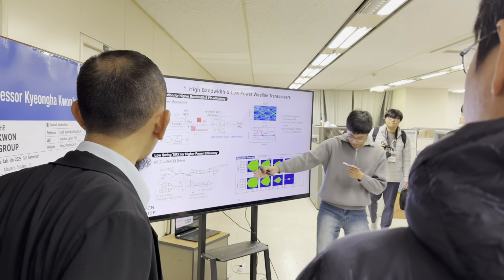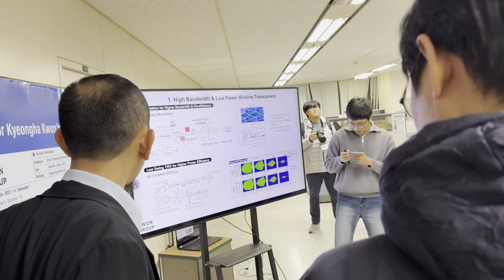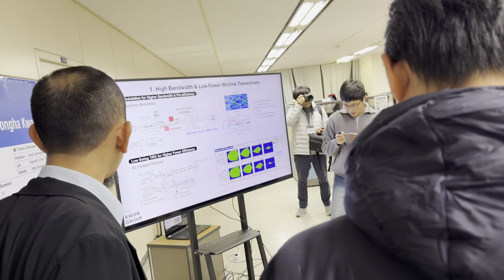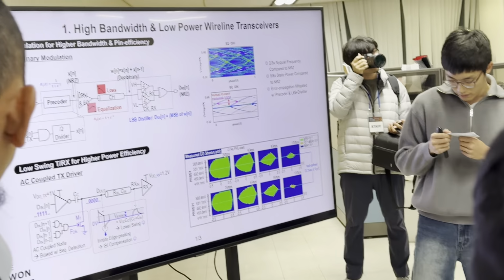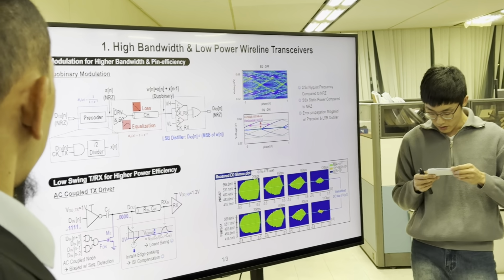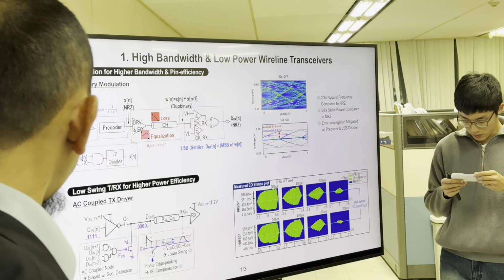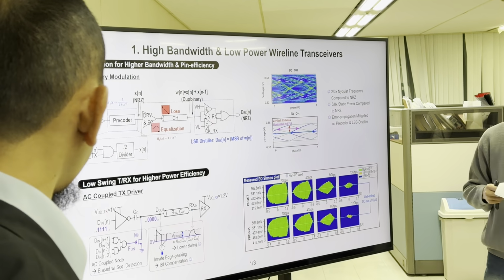As shown in the figure, this example is an AC coupled link using series capacitors. This transmission method offers the advantage of reducing power consumption through low voltage swing while simultaneously decreasing the intersymbol interference of the channel through high frequency peaking.